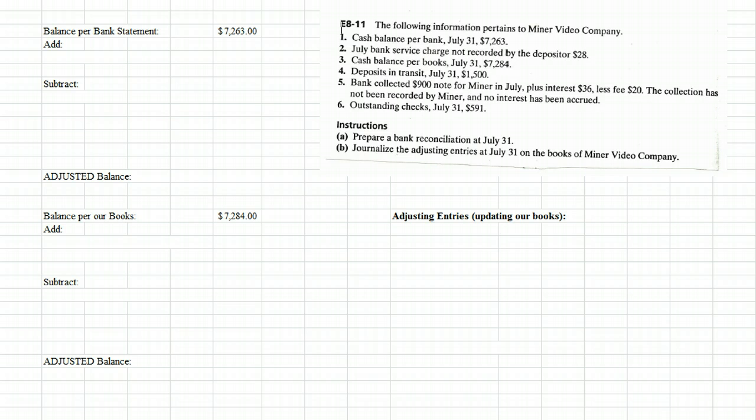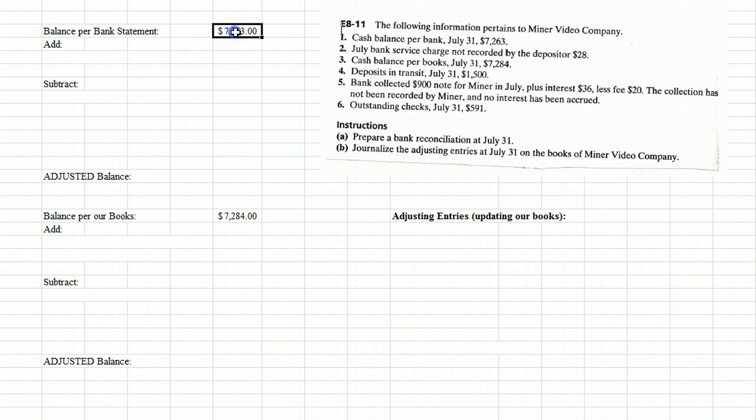Your book talks about 4 steps. I like to say we tell the bank statement what it doesn't know, we tell our books what they don't know, and when everybody has all the facts, we end up with the same amount of money in the bank. So let's run through exercise 8-11. It's pretty short and sweet.